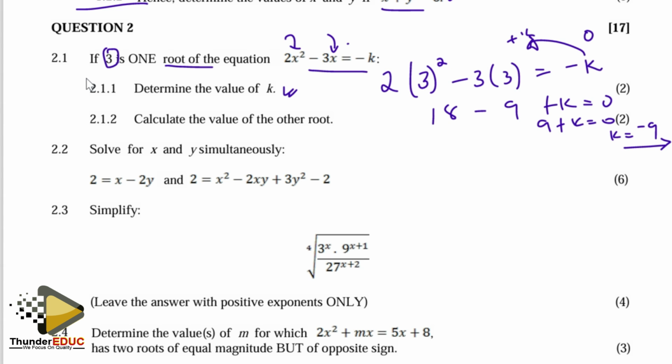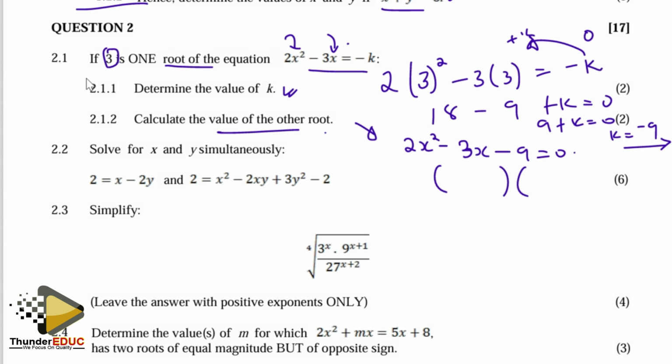That's what I'm getting. And then they want us to calculate the value of the other root. For me to do this, replace k with a negative 9, then move it that side. Okay, and have 2x squared minus 3x minus 9 is a 0. Okay, and then they want us to factorize that or simplify that.